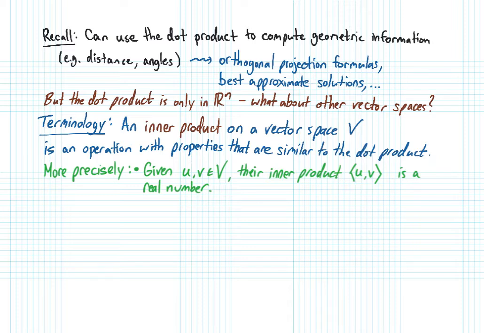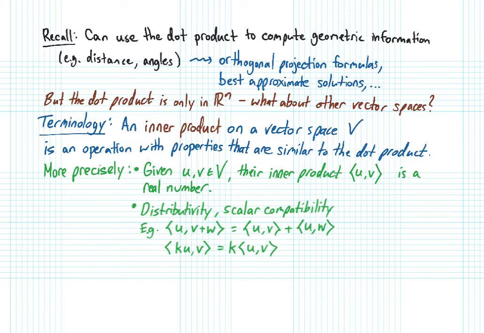So what else? Well, basically you want to be able to do calculations with inner products that are similar to calculations that we do with the dot products. So one thing you would want for that is distributivity and scalar compatibility. So for example, if you have the inner product of u with v plus w, then that should distribute to give you the inner product of u with v plus the inner product of u with w. And similarly, you would want to be able to pull scalars out of an inner product. Another thing that you would ask for is symmetry, that the inner product of u with v is equal to the inner product of v with u, just like with the dot product.